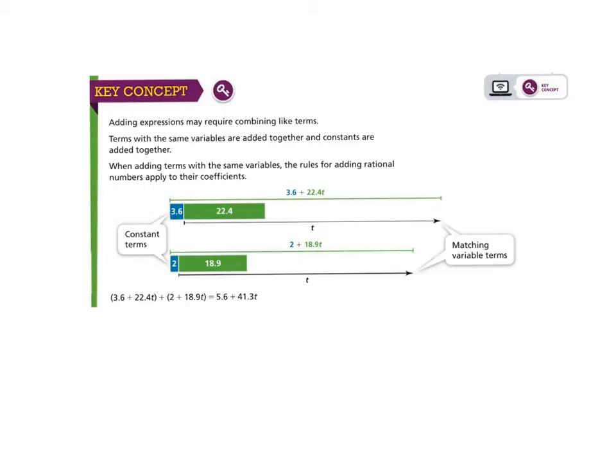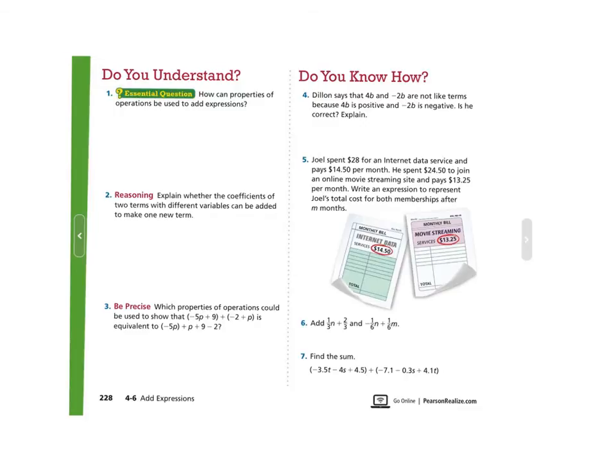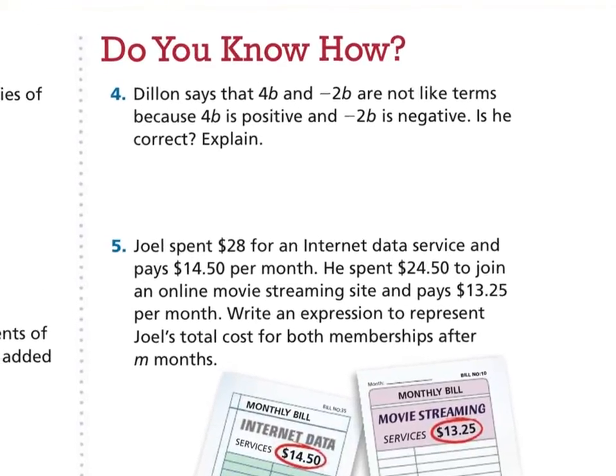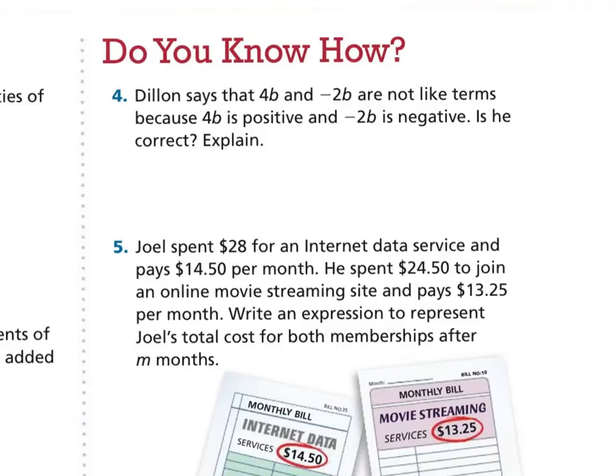So the key concept on 228 is just kind of recapping what we talked about, looking for like terms and then combining those together. If we look at the do you know how number 4, Dylan says that 4b and negative 2b are not like terms because 4b is positive and negative 2b is negative. Is he correct?